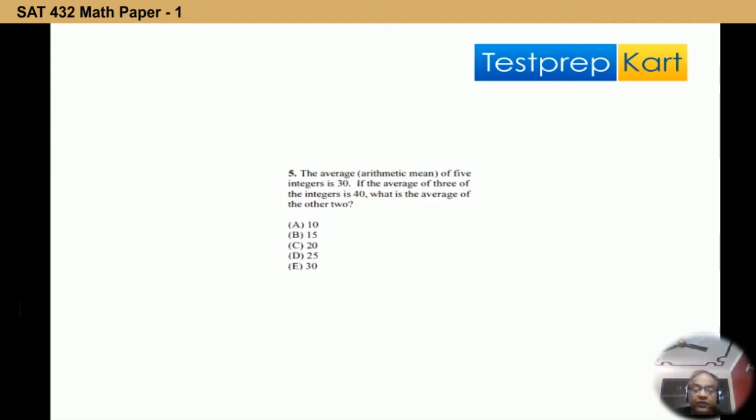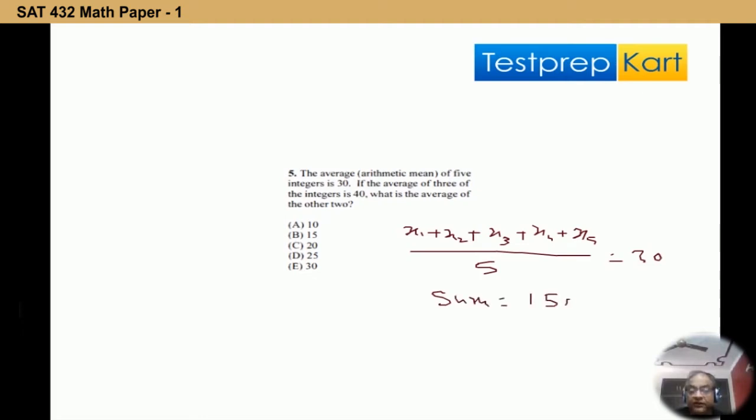The average of 5 numbers is 30. So let's take 5 numbers as x1, x2, x3, x4 and x5. And the average of these 5 numbers is given as 30. These numbers are integers. So the sum of these integers will be equal to 150. Sum is equal to 150.